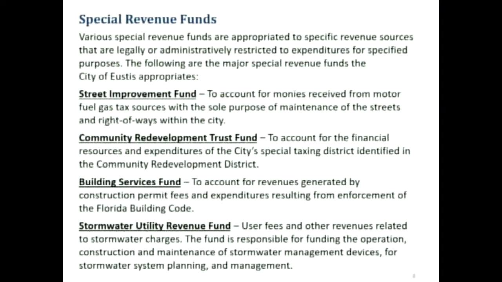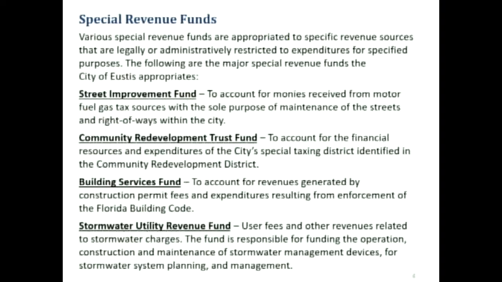Special revenue funds. Various special revenue funds are appropriated to specific revenue sources that are legally and administratively restricted to the expenditures for specified purposes. The following are the major special revenue funds for the city. Street Improvement Fund is a separate fund that we have where we receive revenues that come from the county gas tax and can only be used for street improvements.